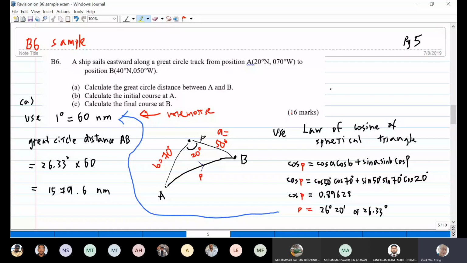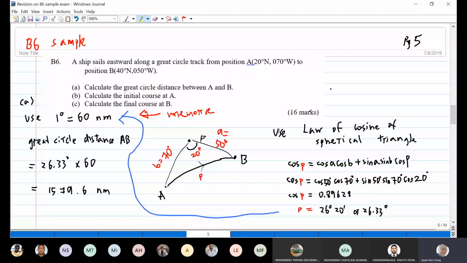Calculate the initial course at A. So what does it mean? This is how you find the initial course of A. You go from A to the North Pole. Okay, so this is actually A here. You go from A to the North Pole.